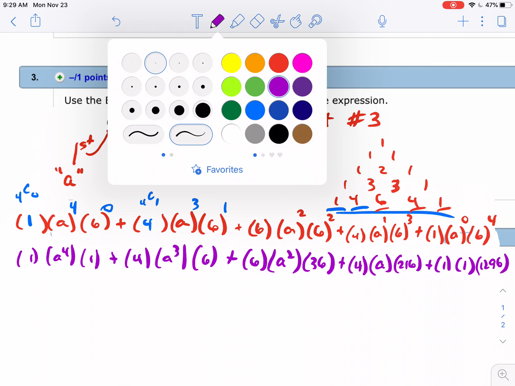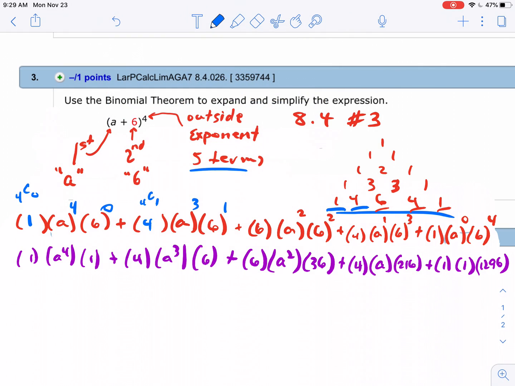So now the final step is to write our terms out. So 1 times A to the 4th times 1 is simply A to the 4th. 4, technically there's a 1 there and a 6, so that's 24 A cubed. And then I would do my 6 times 36. That's our 216 A squared.